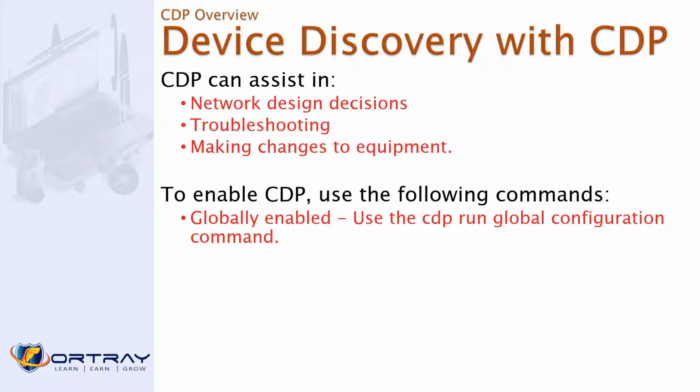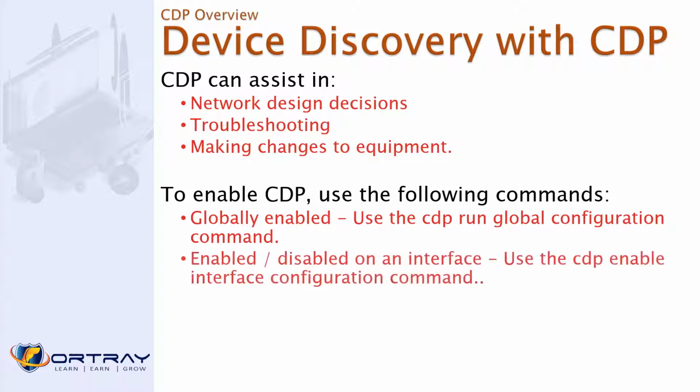Proprietary means it only runs on Cisco. If a Cisco device is connected to Juniper or Palo Alto or any other device, CDP will not work because they don't understand CDP. It is the Cisco Discovery Protocol, it's only for Cisco. To enable or disable it on an interface, use the cdp enable interface command.